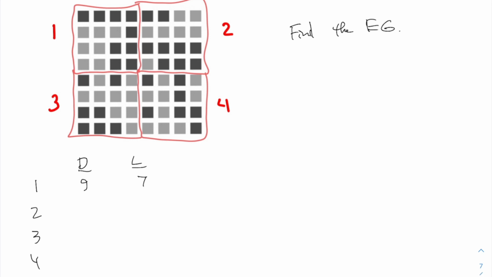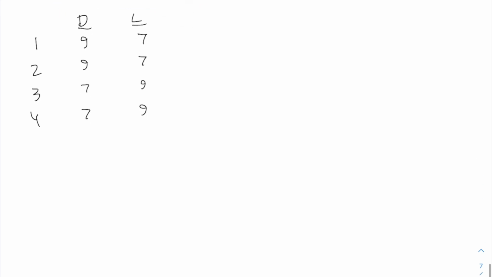District 2, we have 1, 2, 3, 4, 5, 6, 7 lights. Again, 7 lights and 9 darks. District 3, if I count the darks, it's 1, 2, 3, 4, 5, 6, 7. This is 7 and 9 like that. And then District 4, if I count the darks, it's 1, 2, 3, 4, 5, 6, 7. 7 and 9 like that. Did I count them all right? I think so. Nobody's complaining.